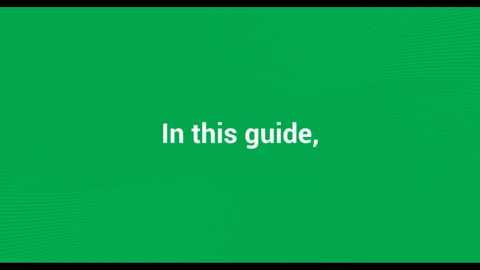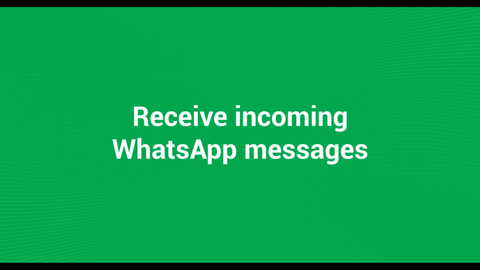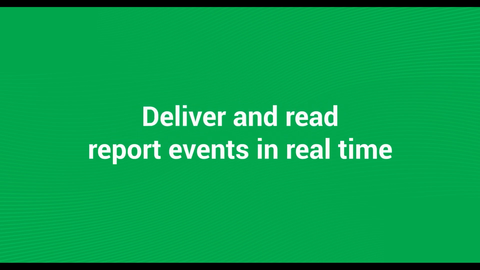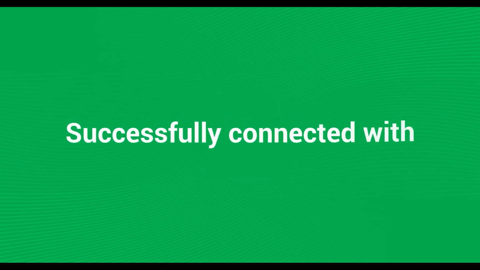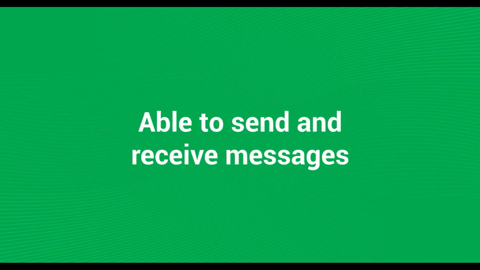In this guide, we are going to demonstrate how to set up and test webhooks in Picky Assist to receive incoming WhatsApp messages and delivery and read report events in real time. Before getting started, make sure you have a WhatsApp channel successfully connected with Picky Assist. The webhook will only receive data if the channel is active and able to send and receive messages.